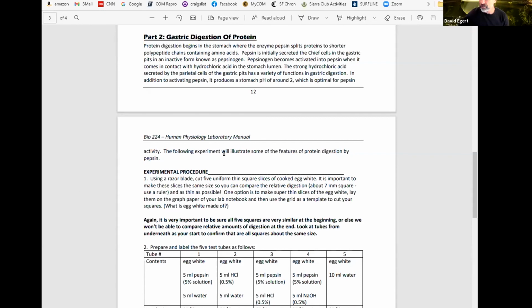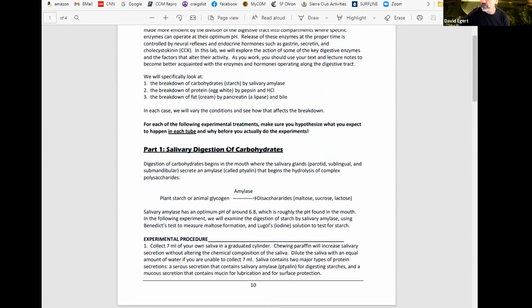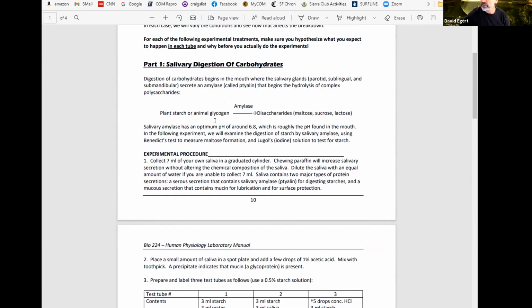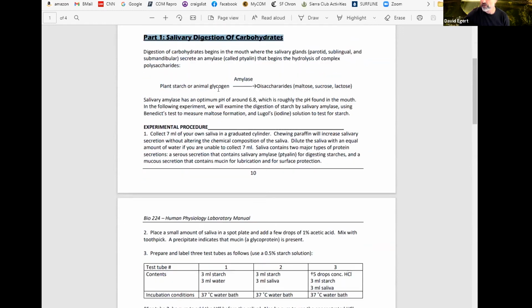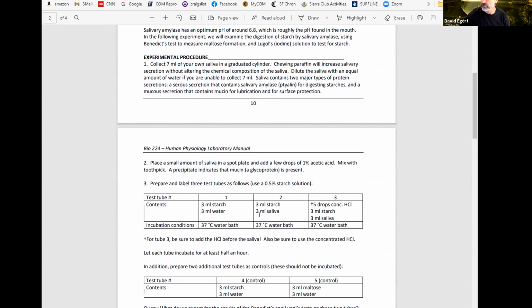I'd say no, because each one is different. If we look at salivary digestion of carbohydrates, what are the independent variables? What are the things we're varying between the different tubes? Saliva and concentration. Well, what do you mean by concentration? The HCl. Right. HCl's concentration is not so clear. What is HCl altering?